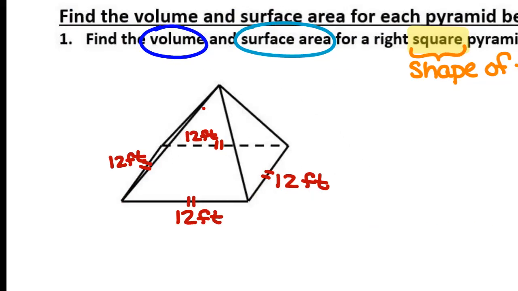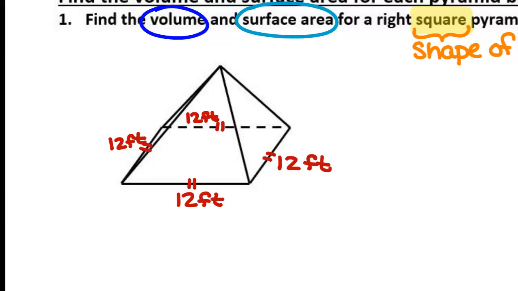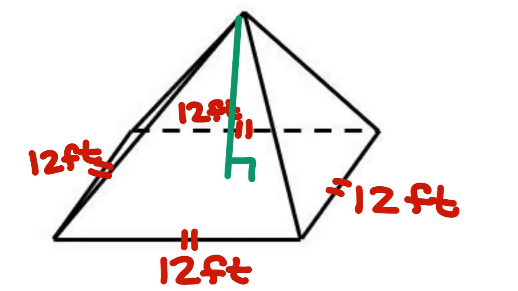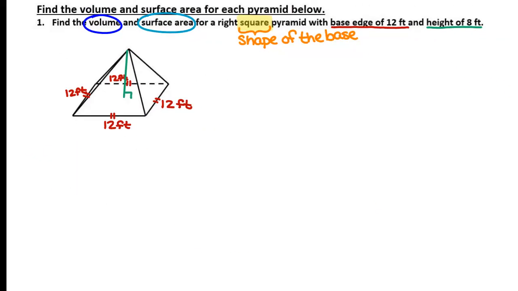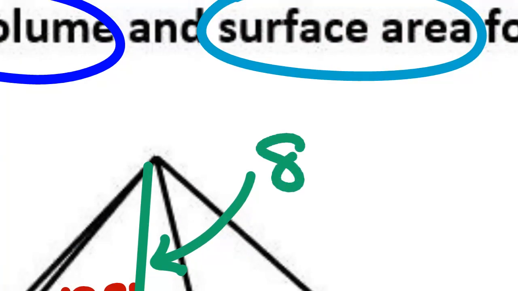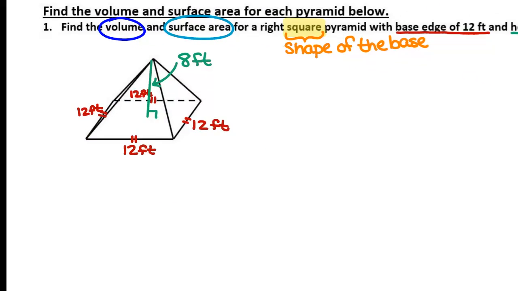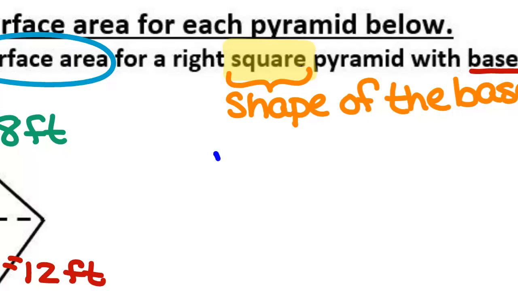And then it also says we have a height of 8 feet. So from the vertex of the pyramid straight down to the base, and it hits the base in the center, makes a right angle where it hits the base. That is 8 feet. All right, and we want volume and surface area.